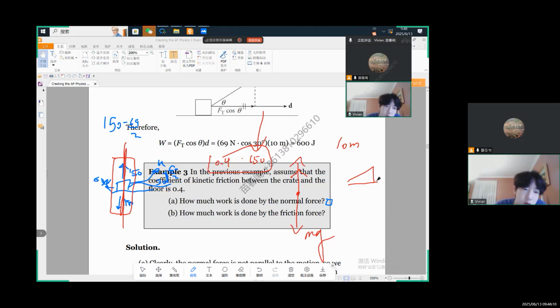115.5 times 0.4 equals 46.2. And that's over 10 meters in friction. So negative 462 joules. Okay, makes sense.